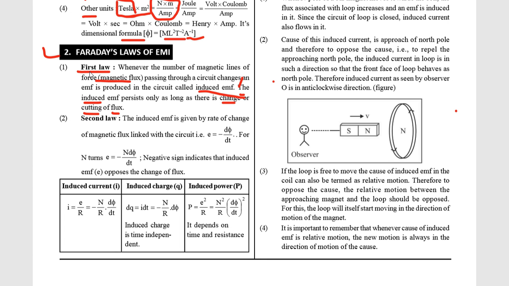है कि if you have a circuit and there is change in magnetic flux through that circuit, then there will be an EMF in the circuit, and that EMF is known as induced EMF. But that EMF, that means induced EMF, persists only as long as there is change in flux. मतलब उस सर्किट में जो इंड्यूस्ड EMF है वो तब तक ही रहता है जब तक उस सर्किट से जो पास होने वाला जो फ्लक्स है वो चेंज होता रहता है या फिर कट होता रहता है.